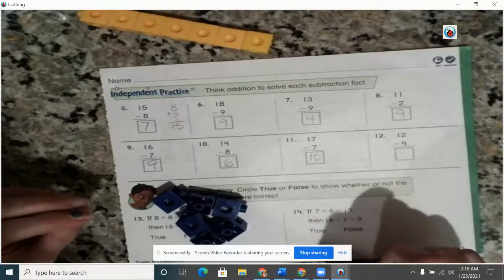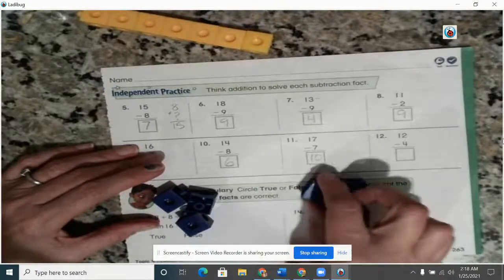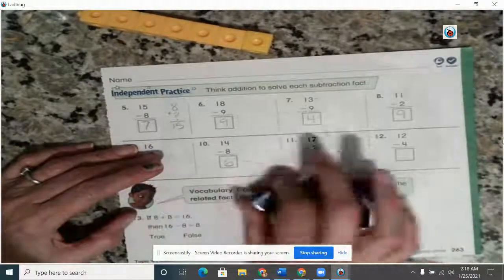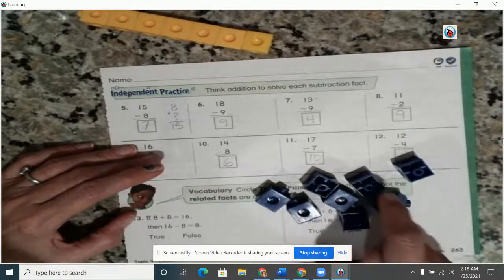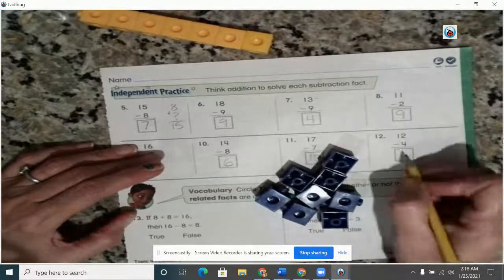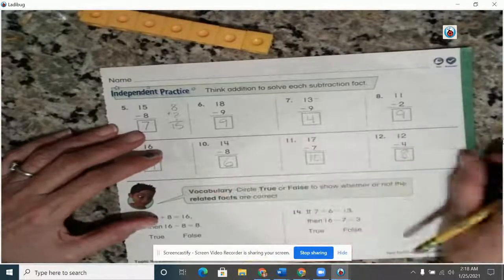So I start with the 4 and I stop when I get to 12. 5, 6, 7, 8, 9, 10, 11, 12. 1, 2, 3, 4, 5, 6, 7, and 8. And then I can double check. Is 8 plus 4 12? Yep.